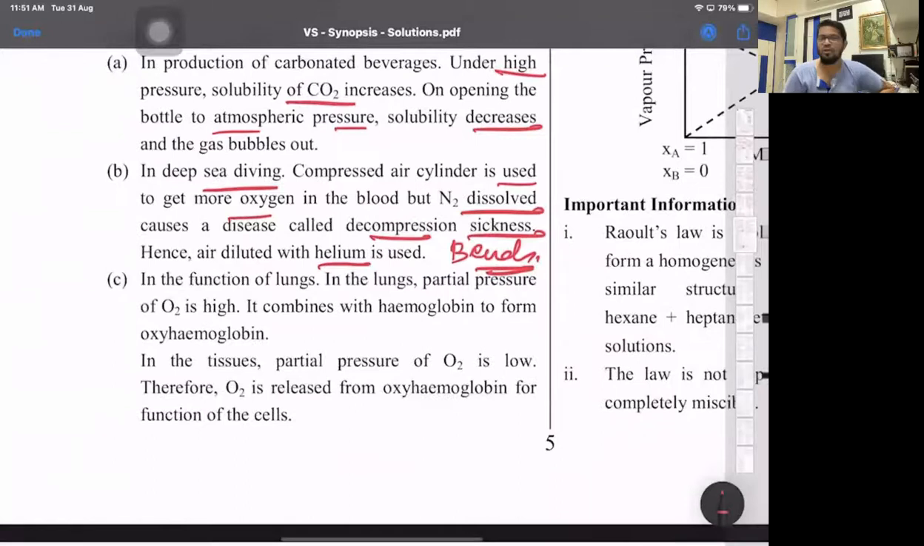Function of lungs: partial pressure of oxygen is high, so it combines with hemoglobin to form oxyhemoglobin. In the tissues, partial pressure of oxygen is low. Therefore, oxygen is released from oxyhemoglobin for functions of the cell. So these are the biological processes taking place.